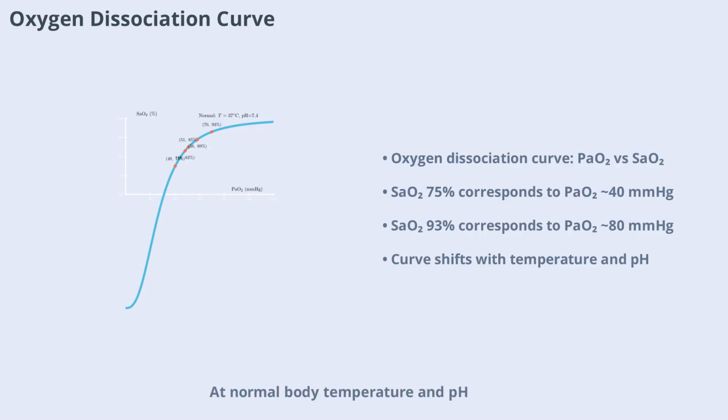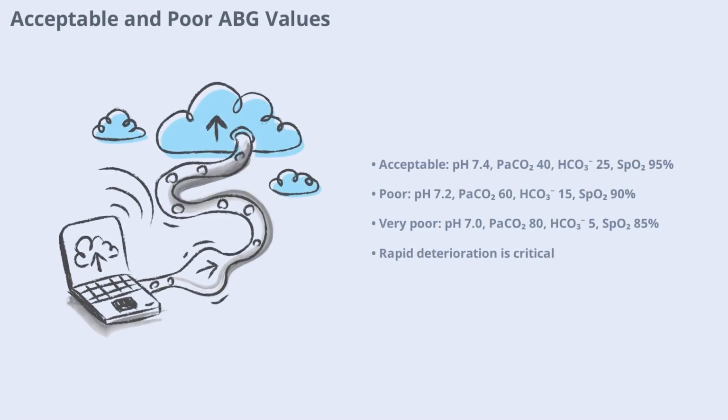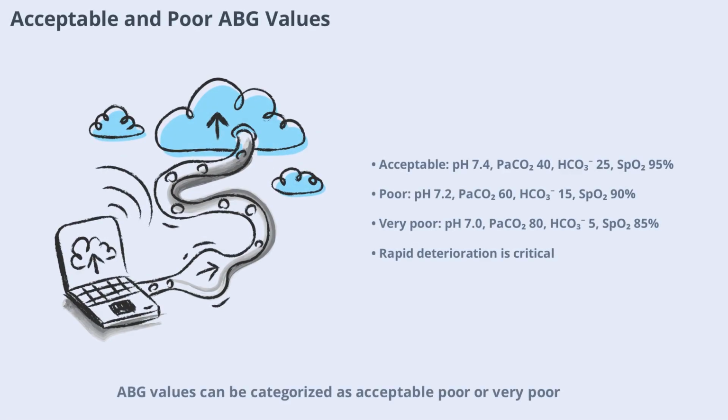At normal body temperature and pH, specific values of SaO2 correspond to particular PaO2 levels. This curve is essential for understanding oxygen delivery and for avoiding errors in interpreting oximetry and ABG results. ABG values can be categorized as acceptable, poor, or very poor.